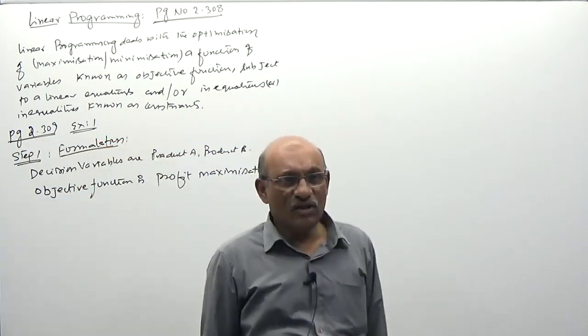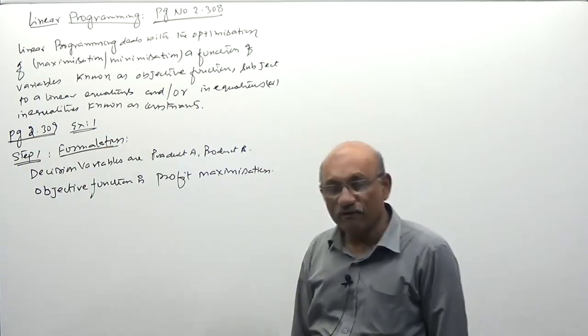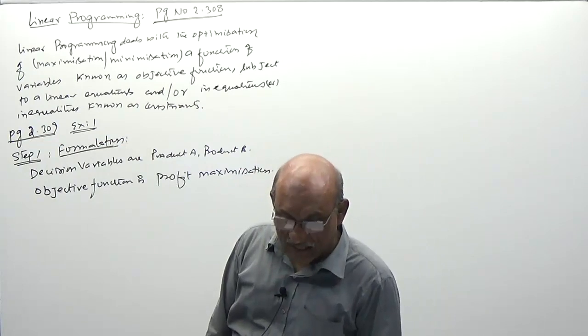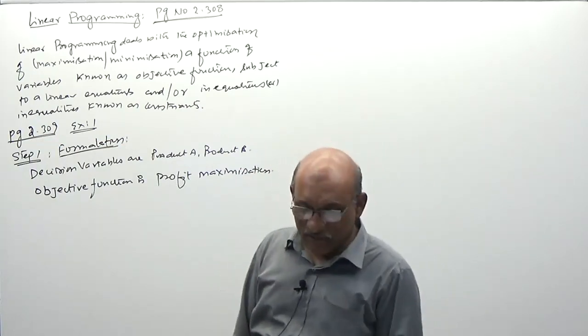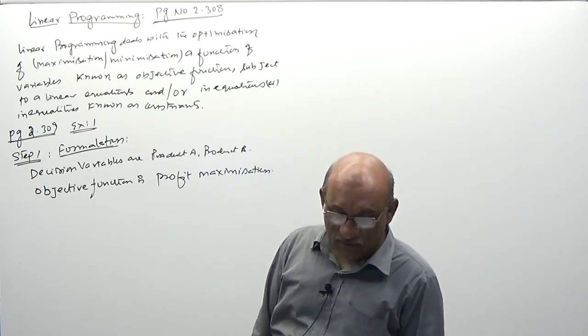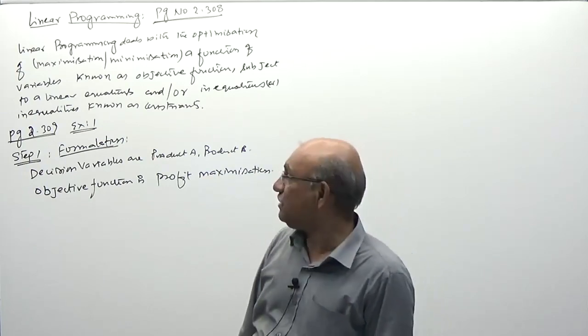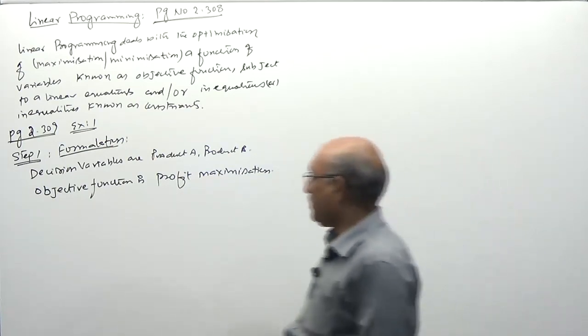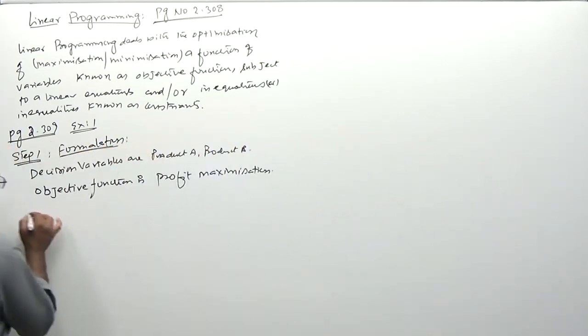Okay. For this maximization, what information is given? Every unit we are selling will give 40 rupees as profit from product A, 35 rupees as profit from product B. So, the objective function for the given problem is maximization. What are the resources available, sir?